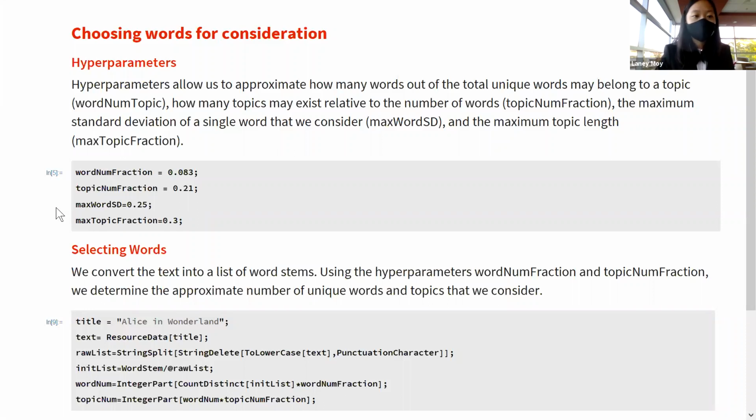So we're saying that if the standard deviation of a single word is greater than 25% of the length of the text, then we don't consider it. And max topic fraction is similar. We don't want general topics that last more than 30% of the length of the text. So these hyperparameters we just found worked well in this scenario. In the future, we could change them or update them based on the granularity that we were looking for in a specific text.